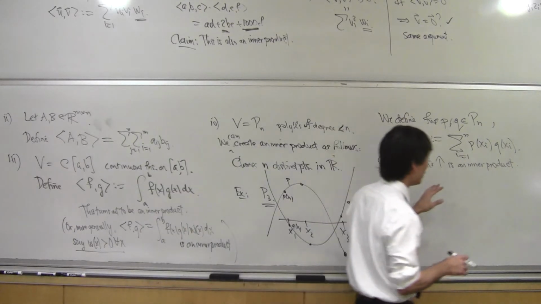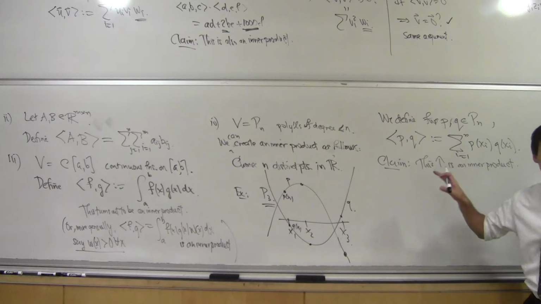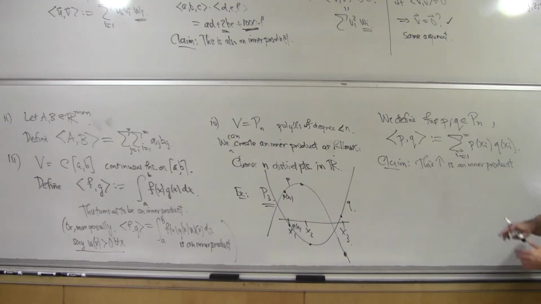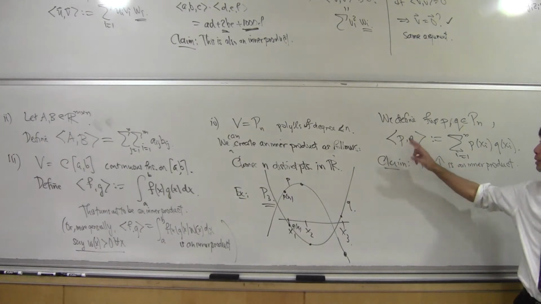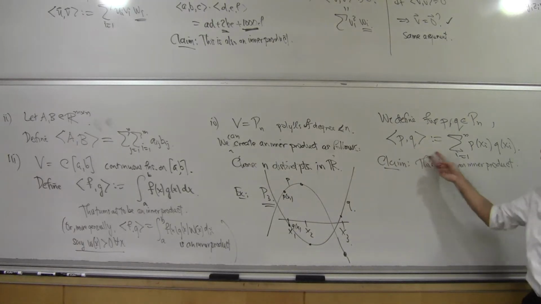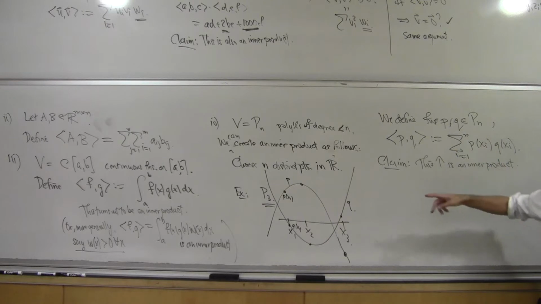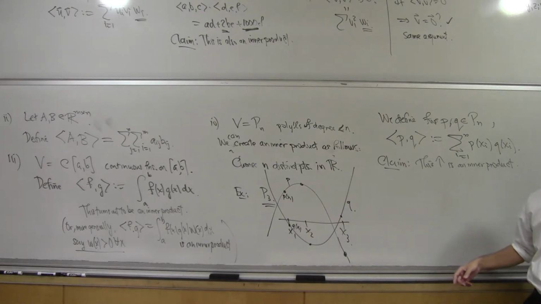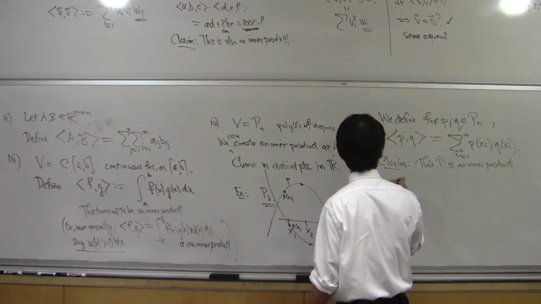Okay, so let's look at this thing. So one simple one: is it okay to change the order? Is P against Q the same thing as Q against P? Sure, because you would just change the order here. It doesn't matter what order you multiply numbers. So that's fine. The linearity also turns out to be fine. The one that's tricky is the following.